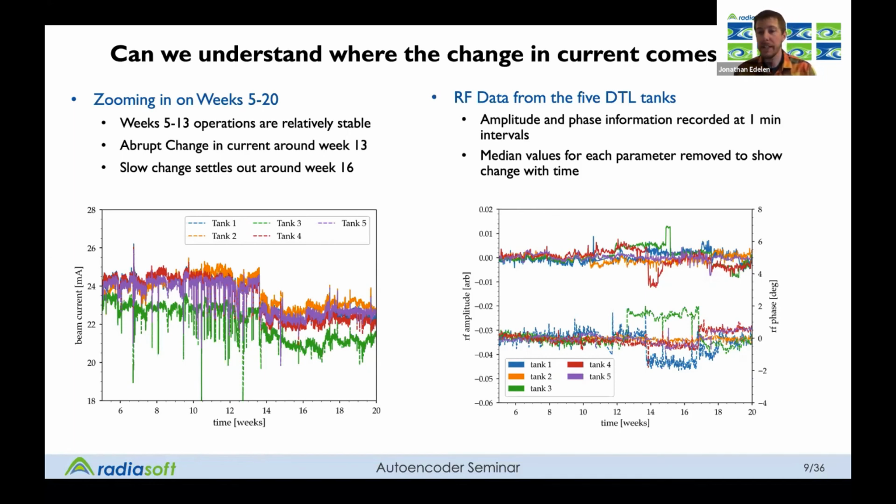The jump in tank 3 phase around week 13, a little before week 13, and then there's another jump in tank 1 phase, and then there's some tuning, and the RF parameters settle out to what is visibly a different set of settings. But it's not really clear just from looking at these data and looking at the beam current that there's any kind of causal relationship between these changes.